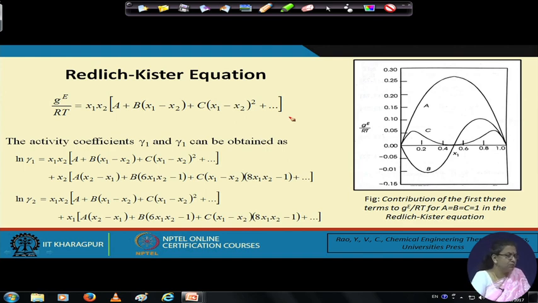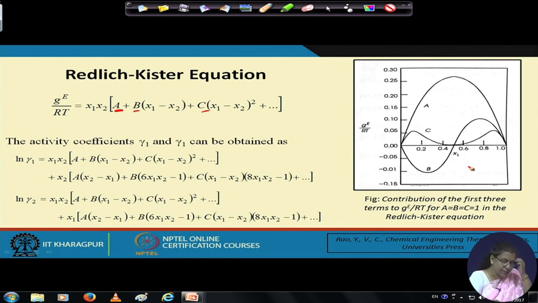If you observe these terms, you find that A is symmetric in x, just like the A of the 2 suffix Margules equation. B is actually asymmetric in x, and it tries to skew the parabola either to the left or to the right. The third term is again symmetric in x, and it tries to either sharpen or flatten the parabola. In this way, the contribution of the first 3 terms A, B and C of the Redlich-Kister equation is shown in this particular graph.